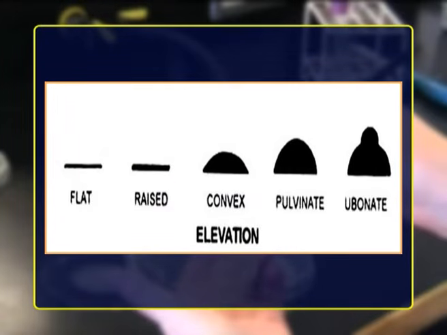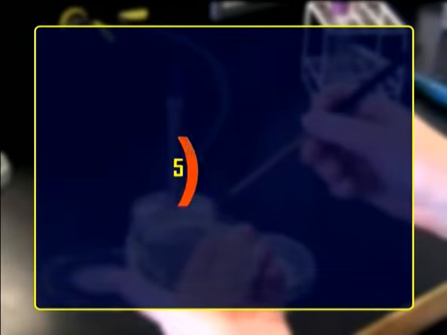Convex, a type of elevation in nutrient agar plates which is a dome-shaped elevation. Pulvinate, a type of elevation in nutrient agar plates which is cushion-shaped or swelled. Ambonate, a type of elevation in nutrient agar plates which can be raised with an elevated convex central region.